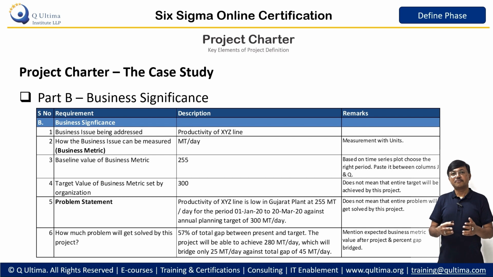Now, this 255 is the average of January to March, and why only January to March is considered is called baselining. How to identify the baseline period, we will discuss subsequently.